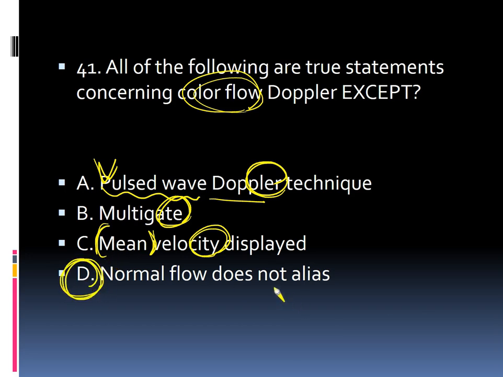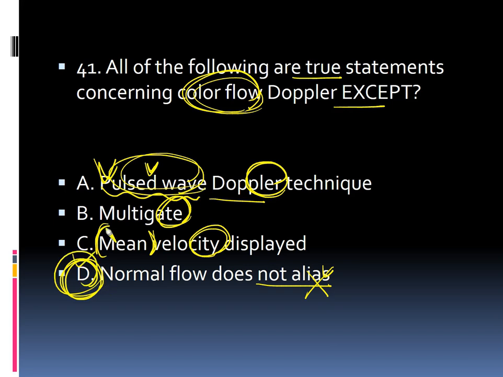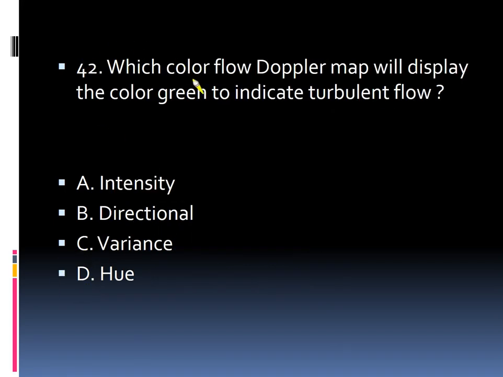Yes, if you look at option D, it says that aliasing does not occur, but earlier in option A, I explained that color Doppler uses the pulse Doppler technique. Since aliasing does occur in pulse Doppler, option D can be considered incorrect. So let's select option D as the unrelated answer and move on. Let's move on and look at the next question.